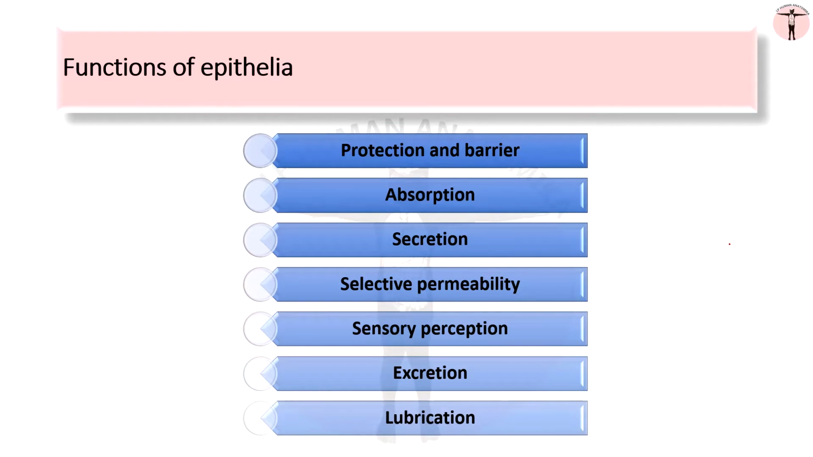Lubrication is observed in serous cavities like pleural, peritoneal or pericardial cavities where a capillary layer of fluid lubricates the interval between parietal and visceral layers and prevents separation of layers.